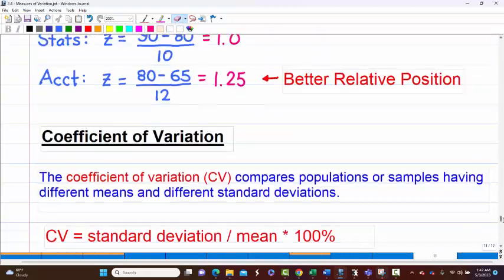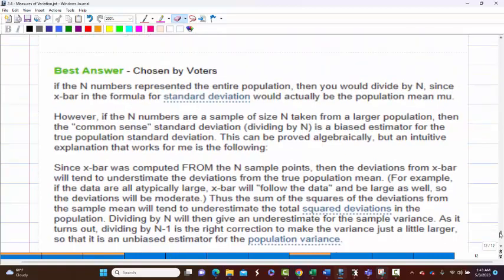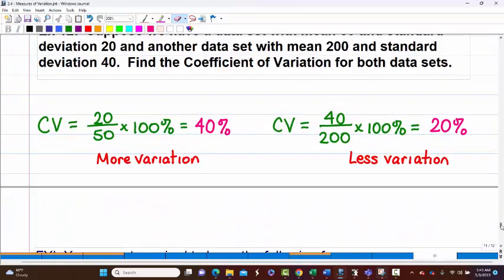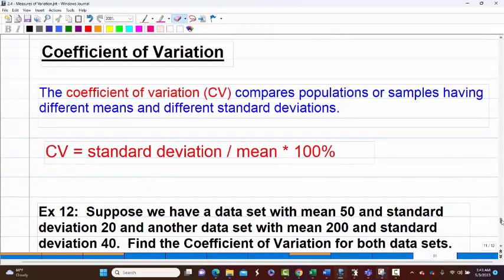And this is the last thing in this section. The last page, I'm not going to read. You can read that if you want to, but I've already talked a little bit about that earlier. Why do we divide by n minus 1? Fortunately, the technology you use, whether it's the TI calculator or the Excel, takes care of that for you.